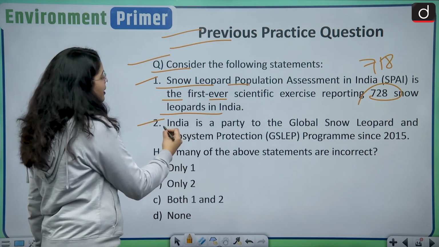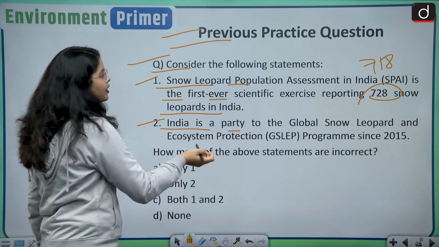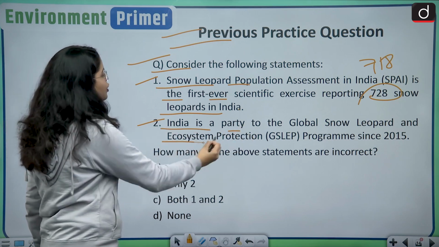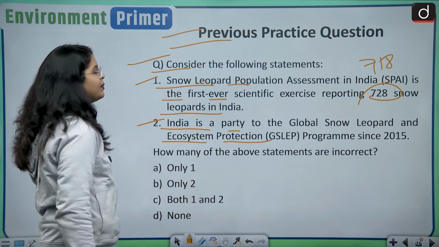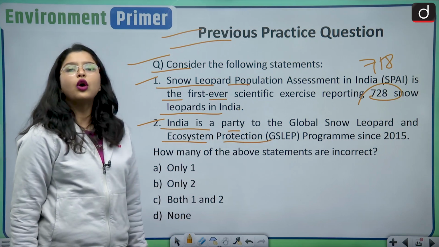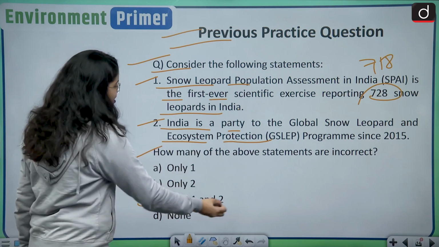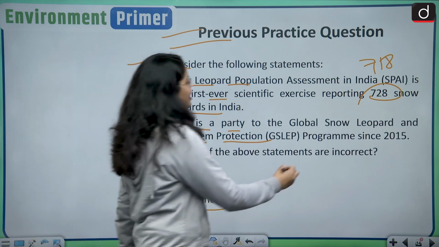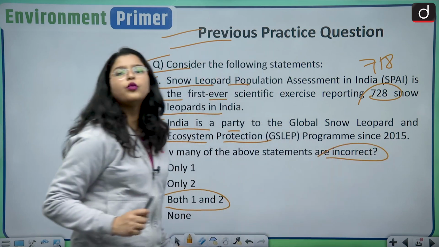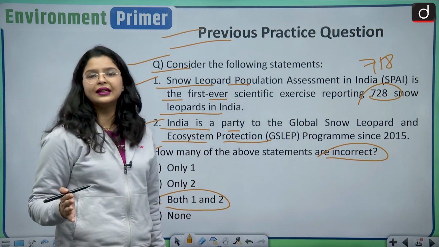Your statement number 2 was, India is a party to the Global Snow Leopard and Ecosystem Protection, GSLEP, program since the year 2015. So your correct answer will be option C. Both 1 and 2 are incorrect. Okay, so both of these statements were incorrect.